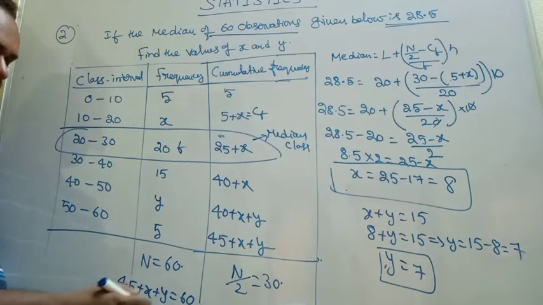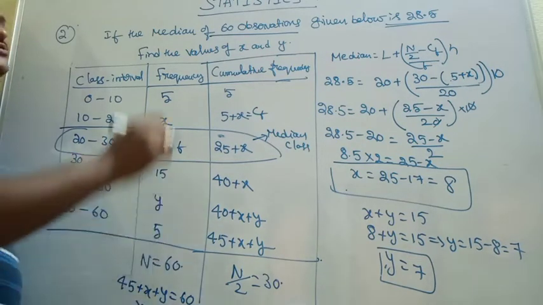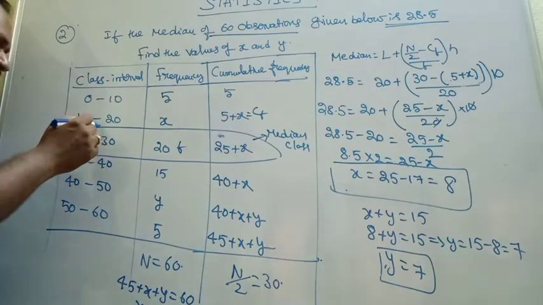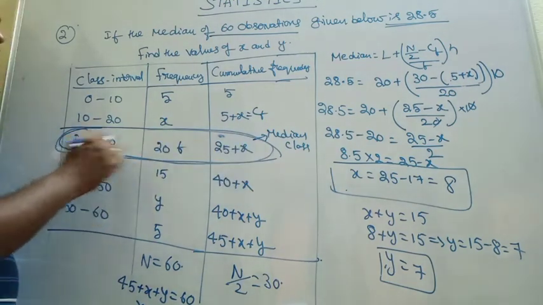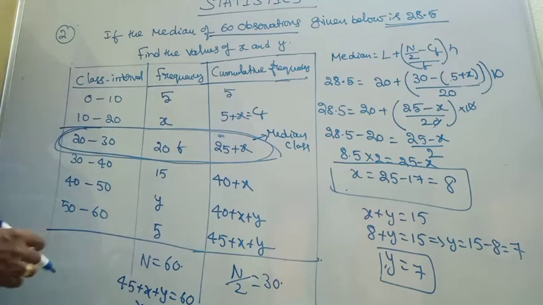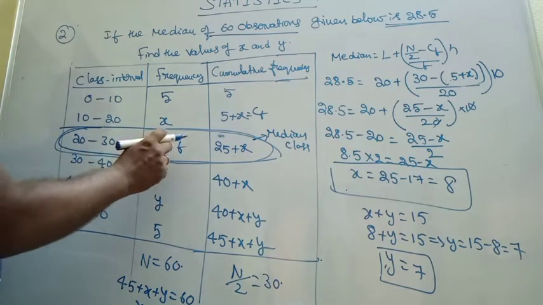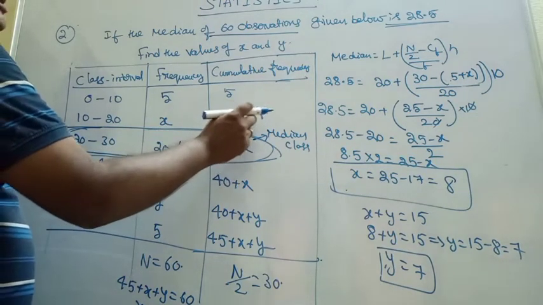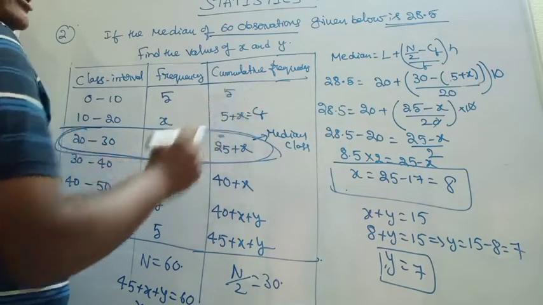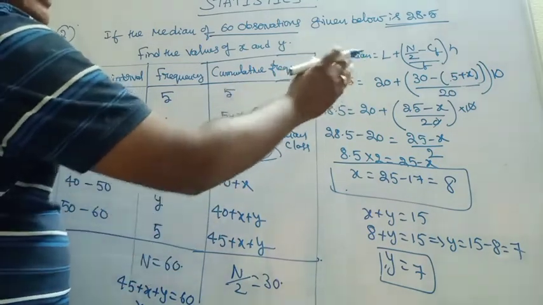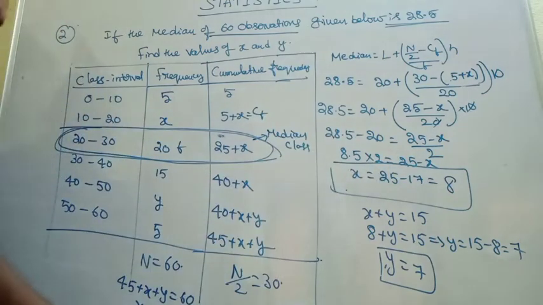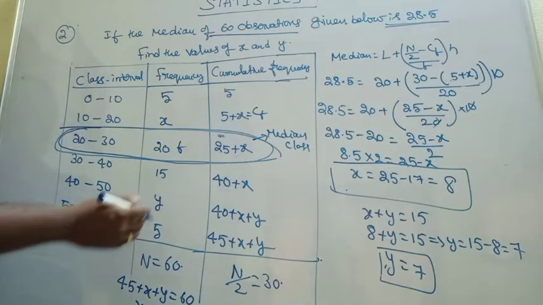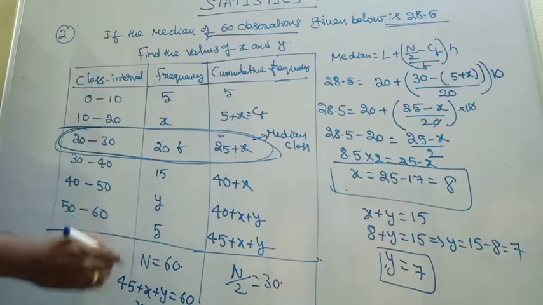Now n by 2 is 30, and they gave the median as 28.5. 28.5 is present within this class interval. That's why this is the median class. This is the frequency, and this is the cumulative frequency of the class preceding the median class. All the ingredients we have kept there, and we got the x value. Already we know x plus y is equal to 60, because the sum of all these observations is equal to 60.